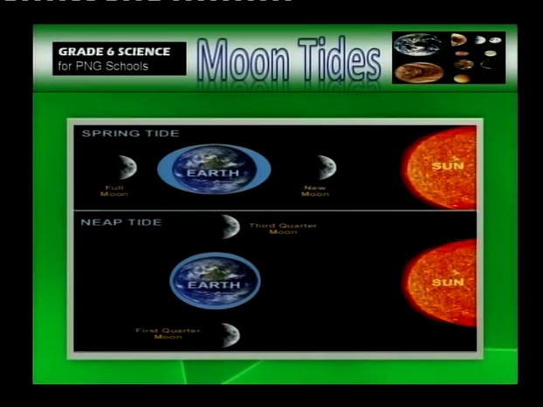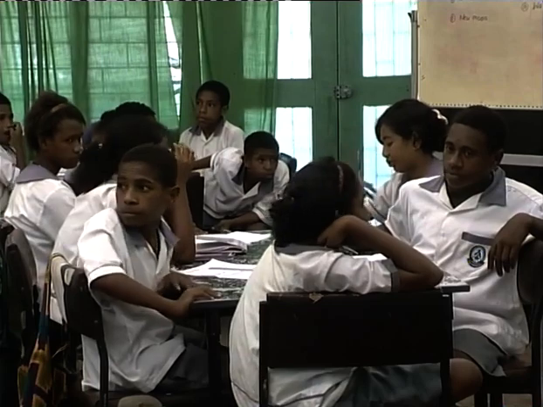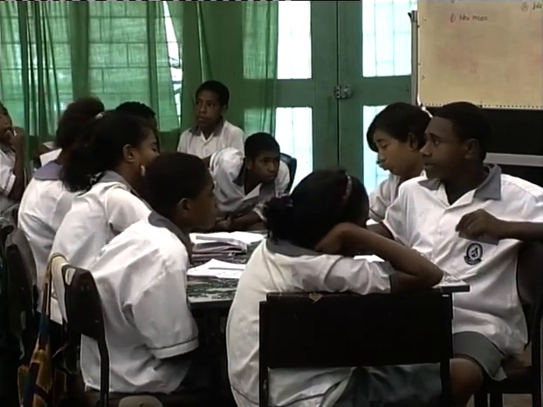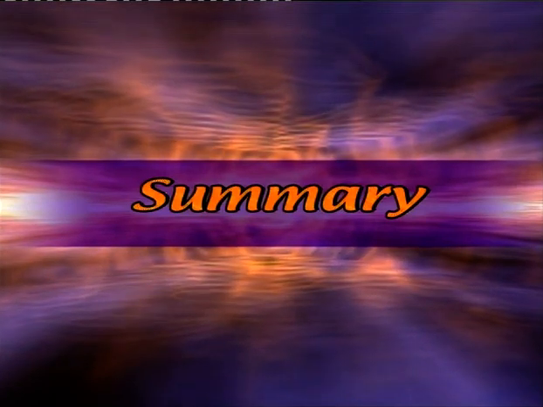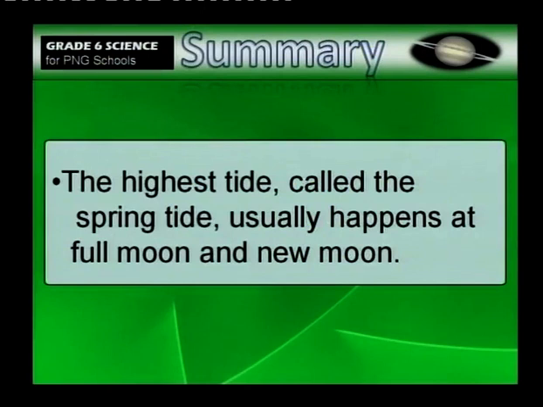Are we following, receiving students and 6E? Okay, very good. So by now, receiving students and 6E, we should know the causes of high tide and low tide. This is your summary for today's lesson.